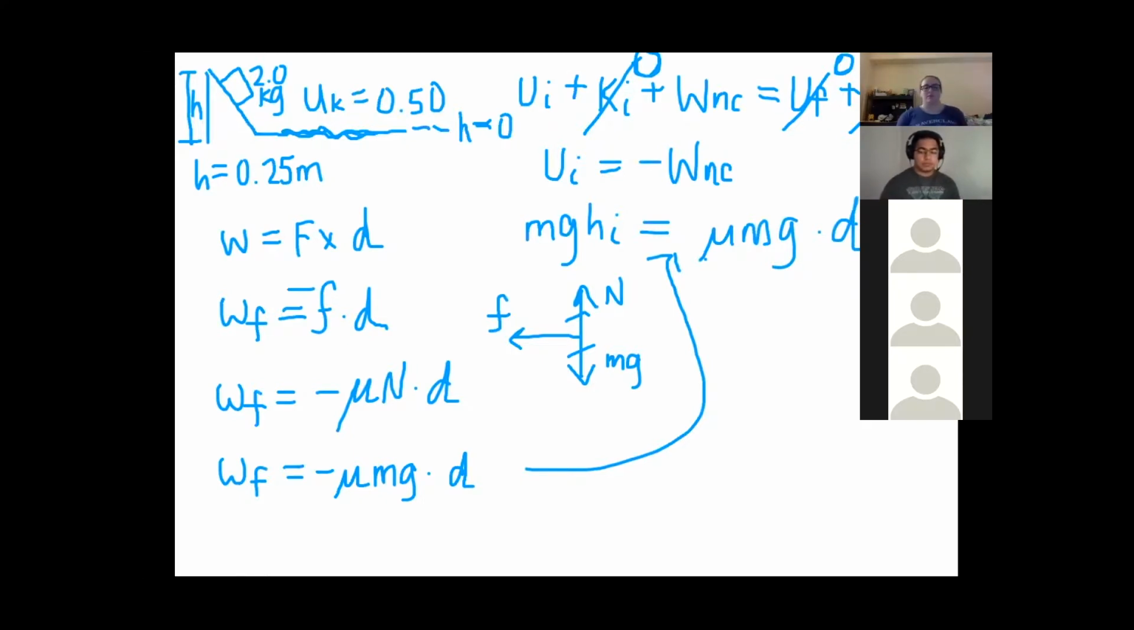And are these all variables that we have now, Bhavdeep? Well, we got everything but the distance, so we should be able to solve easily for the distance. Yeah, the only variable we're missing is the distance. If I cancel out mg, as it is present on both sides, the distance is equal to the initial height over mu. That would be 0.25 meters over mu, which is unitless, and 0.50, giving us a distance traveled of half a meter.